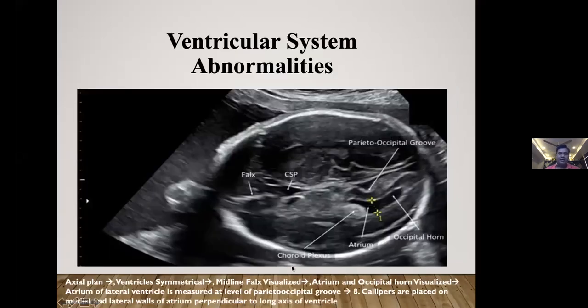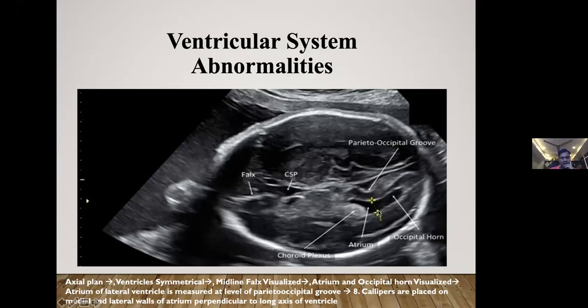So with that background, let us start with the most common abnormality we see antenatally. Everyone must have faced these reports coming to you: the ventricular system abnormalities. In the ventricular system abnormalities, you generally define ventriculomegaly in this particular plane, where you can see the cavum septum pellucidum, the choroid plexus, the atrium, and you measure where there is a parieto-occipital groove.